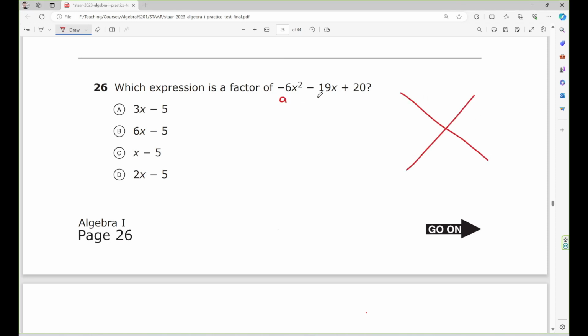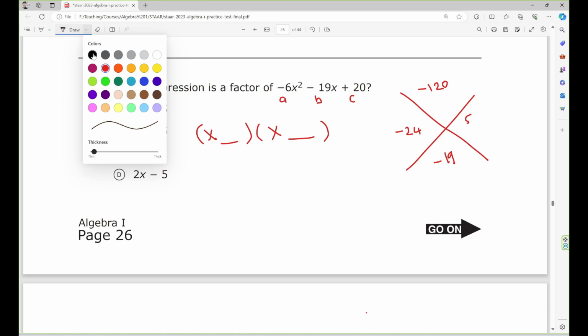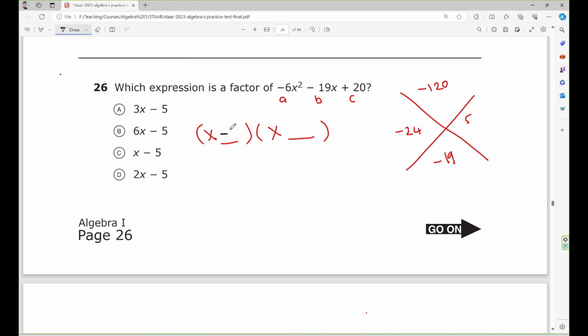a equals negative 6, b equals negative 19, and c equals 20. I put ac right here. a times c is negative 6 times 20, which is negative 120. b equals negative 19. I need to find two integers that multiply to negative 120 and add up to negative 19, which is negative 24 and 5. So I have s blank, s blank. I put negative 24 over here, minus 24, and plus 5.